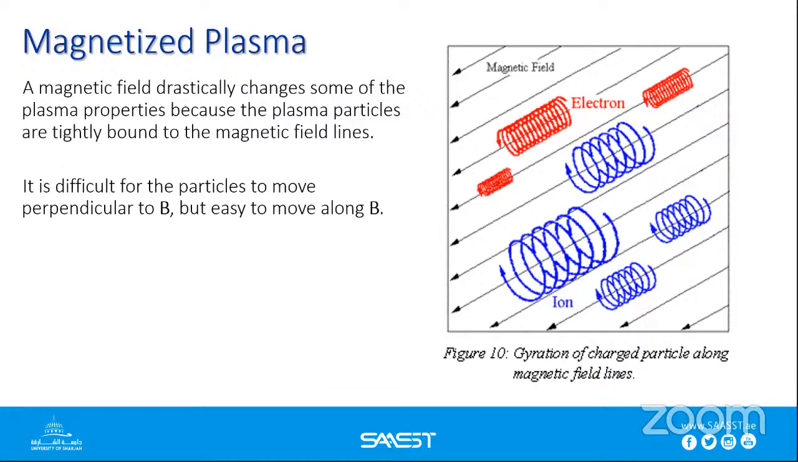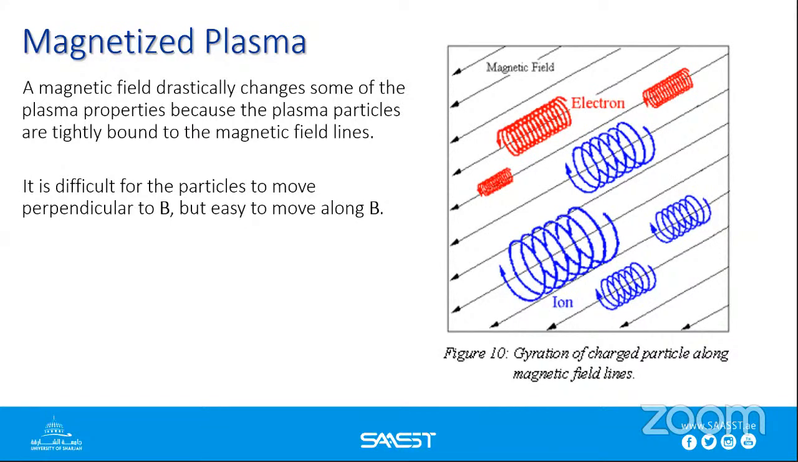So whichever line of force a particle is in, it has just one option to go, which is along the magnetic line of force. They cannot go in the perpendicular direction of the magnetic field line. That drastically changes some of the plasma properties, because the plasma behaves very differently when it moves along the magnetic field lines compared to how it moves perpendicular to the magnetic field. That movement of plasma is said to be anisotropic. It behaves differently in different directions. Along the field line it has one movement, and across the field line it has a different movement.